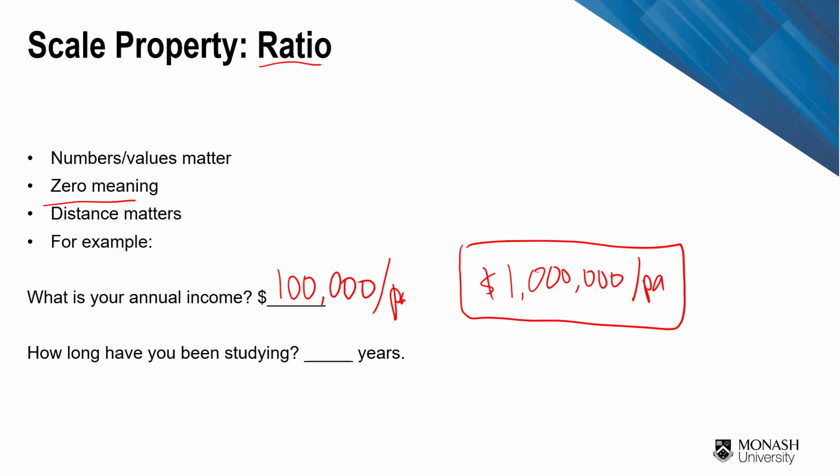How long have you been studying? For me, to give you my honest answer, 24 years. I've been studying from primary 1 onwards until PhD. And here we can also say why this is a ratio: when we talk about the number of years that you have studied so far, if someone has 0 years, that person has not studied at all. There is a state of nothing here.